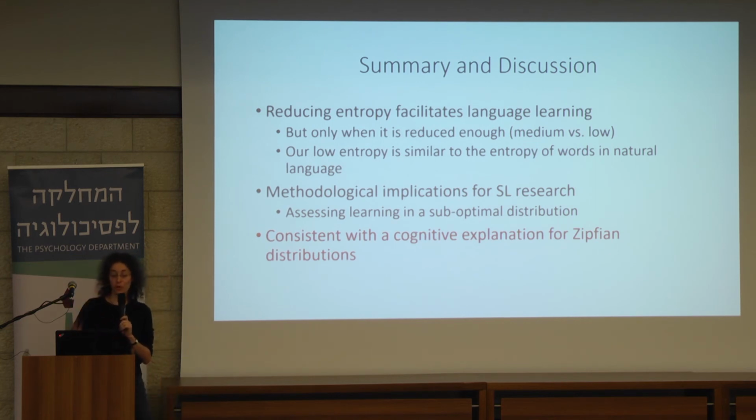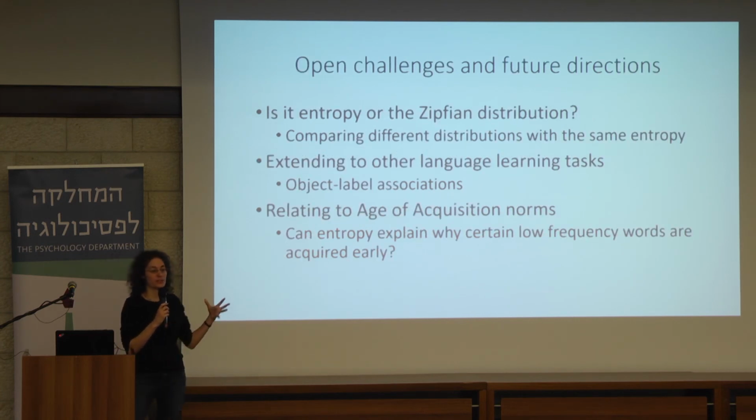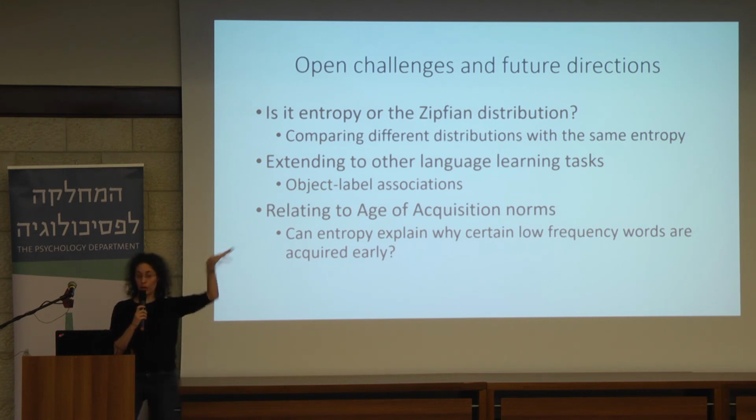So there are, of course, many open challenges in future directions. One of them is it about entropy, a certain level of entropy, or about the actual power law Zipfian distribution? And that's what we're looking at now.